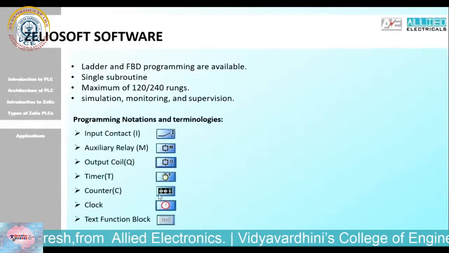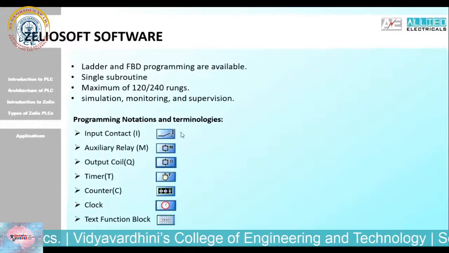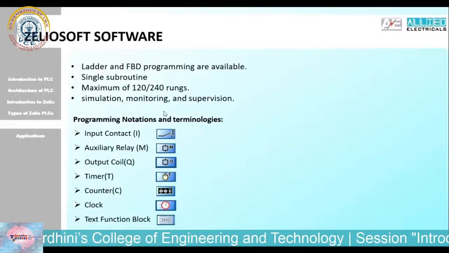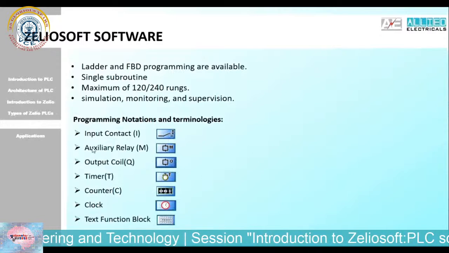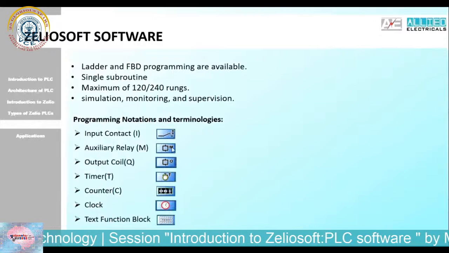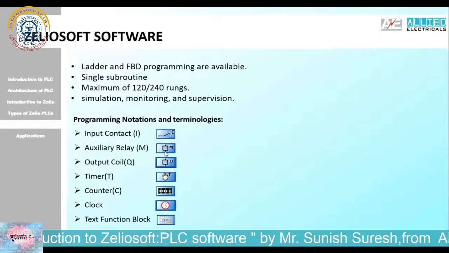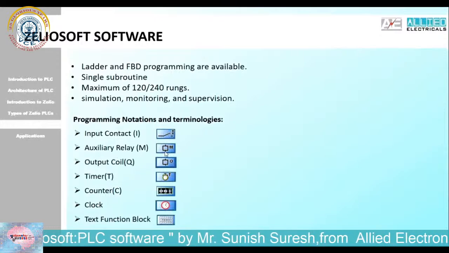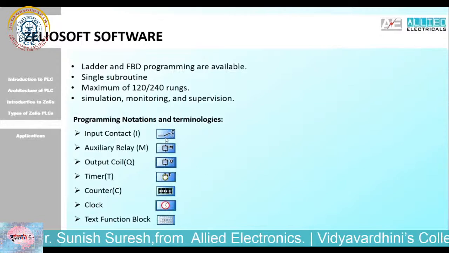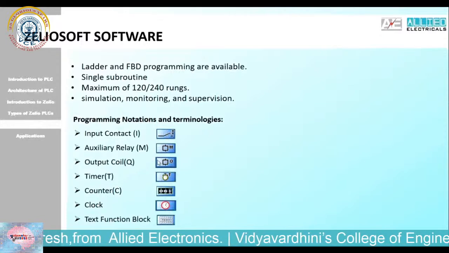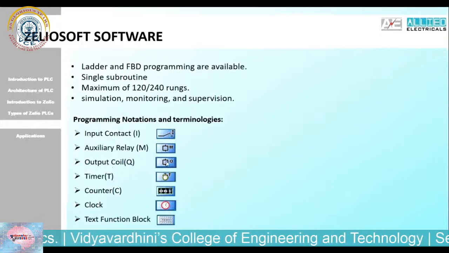These are some of the common notations which are used in the Zeliosoft software. The first one is an input contact, and it is denoted by letter I, and it has a symbol of a switch. Next we have auxiliary relays. It is denoted by letter M. These are the memory variables which can be used internally inside the program. It doesn't have any physical input or output. Next we have the output coil. It is denoted by letter Q, and it has a symbol of a coil.